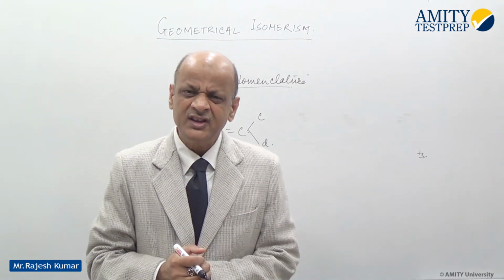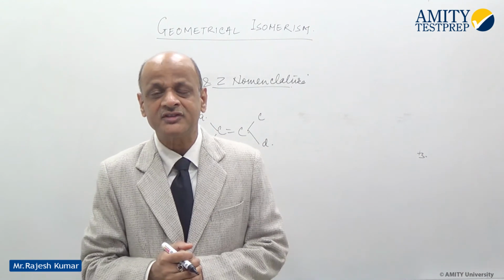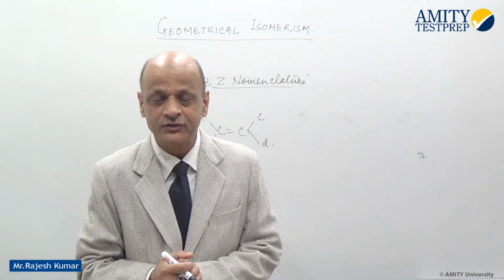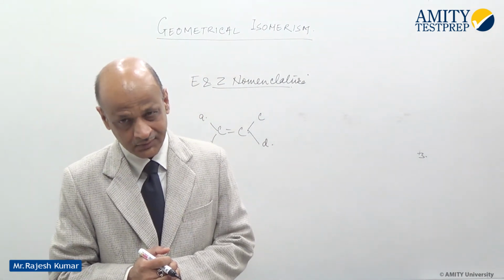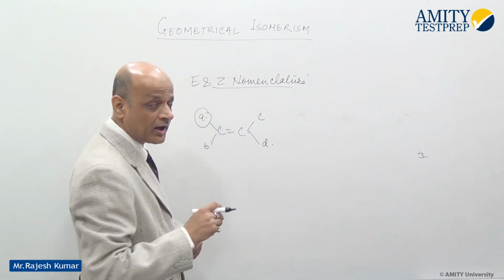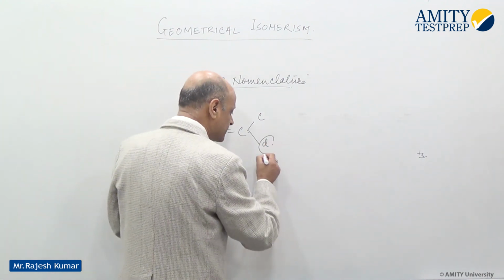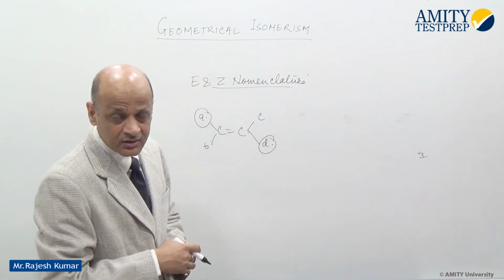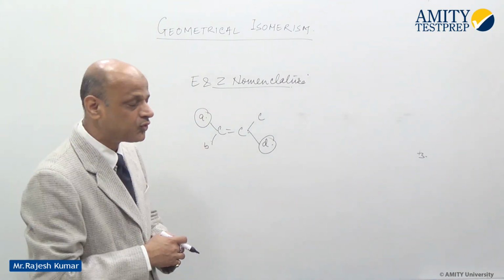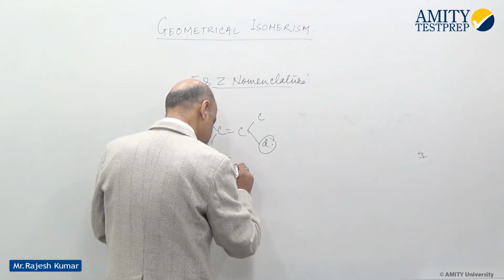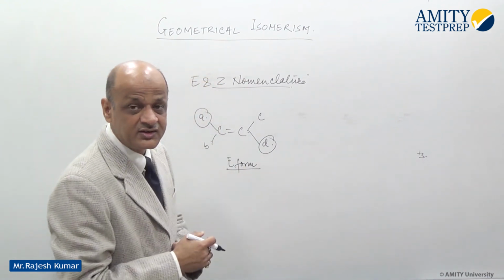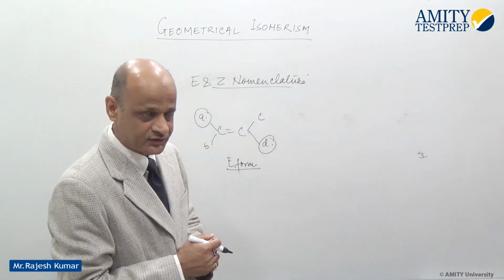In the case of E and Z nomenclature, first we will decide which is the more preferential group present on each of the carbons. Suppose on this carbon this is the more preferential group, and on this carbon the more preferential group is this one. Then both preferential groups are present opposite to each other. This is called E form. E stands for entgegen. Entgegen means opposite.